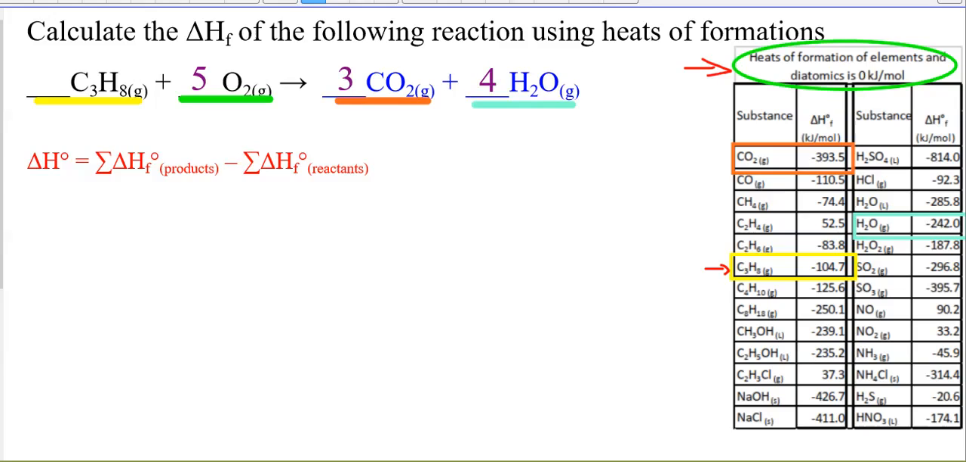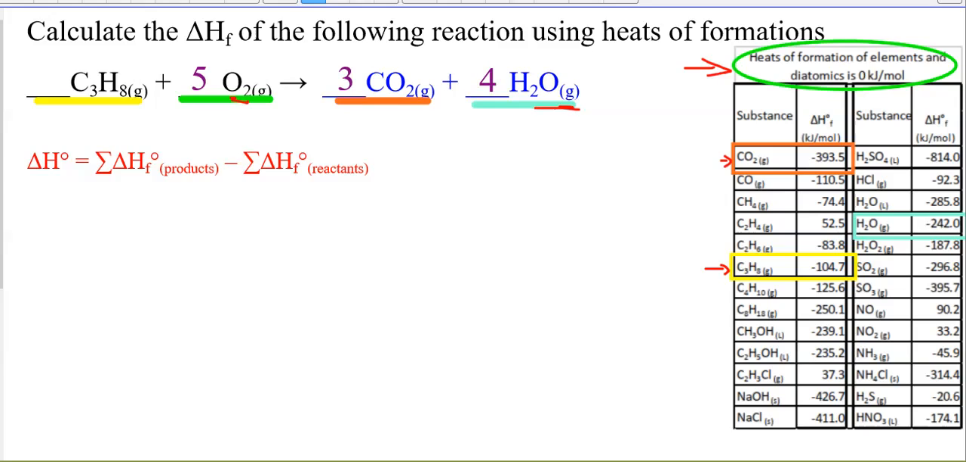Remember, it's an element or a diatomic. Oxygen is obviously a diatomic, but it's categorized under this right here. And that means it has no heat of formation value, so there is no enthalpy for it. My carbon dioxide is in orange, so that can be found right here, negative 393.5 kilojoules for every mole.